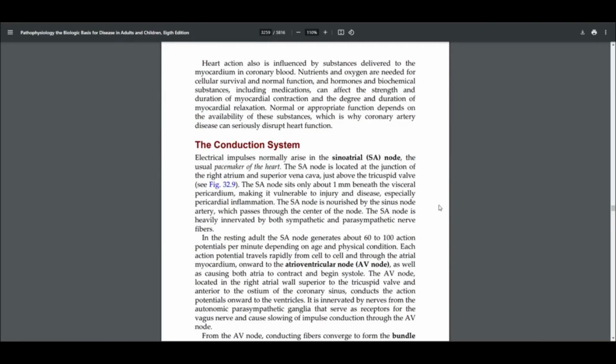Heart action is also influenced by substances delivered to the myocardium and coronary blood. Nutrients and oxygen are needed for cellular survival and normal function, and hormones and biochemical substances, including medications, can affect the strength and duration of myocardial contraction and the degree and duration of myocardial relaxation. Normal or appropriate function depends on the availability of these substances, which is why coronary artery disease can seriously disrupt heart function.